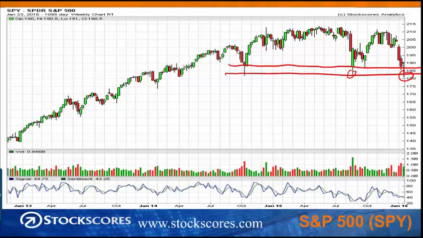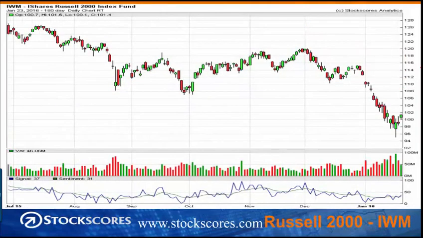Somewhat expected, however, because that is support. We hit it here, we hit it here, we hit it here. So you would expect the market to bounce there. The question now is whether it holds that, or does it go up for a couple weeks and then roll over and start to move down again?